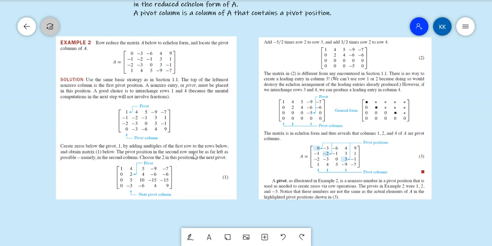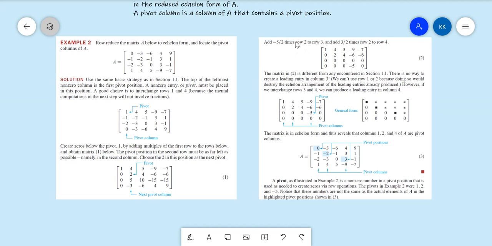So the pivot position in the second row must be as far left as possible, namely in the second column. Okay, choose the 2 in this position as the next pivot. So we will now try to make this the pivot point. And now what we can do is add minus 5 by 2 times row 3. You might be wondering, why aren't we using row 1? Because if we use row 1, then we'll make changes to this 0, and we don't want that. We want this to stay as a 0.